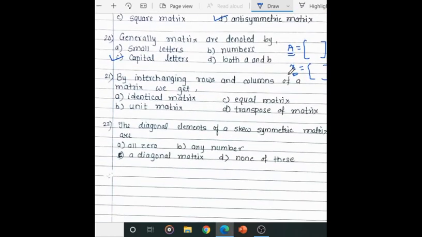By interchanging rows and columns of a matrix, we get its transpose. Last question. The diagonal elements of a skew-symmetric matrix are all 0. So these are all the few MCQs on types of matrix. Thank you.